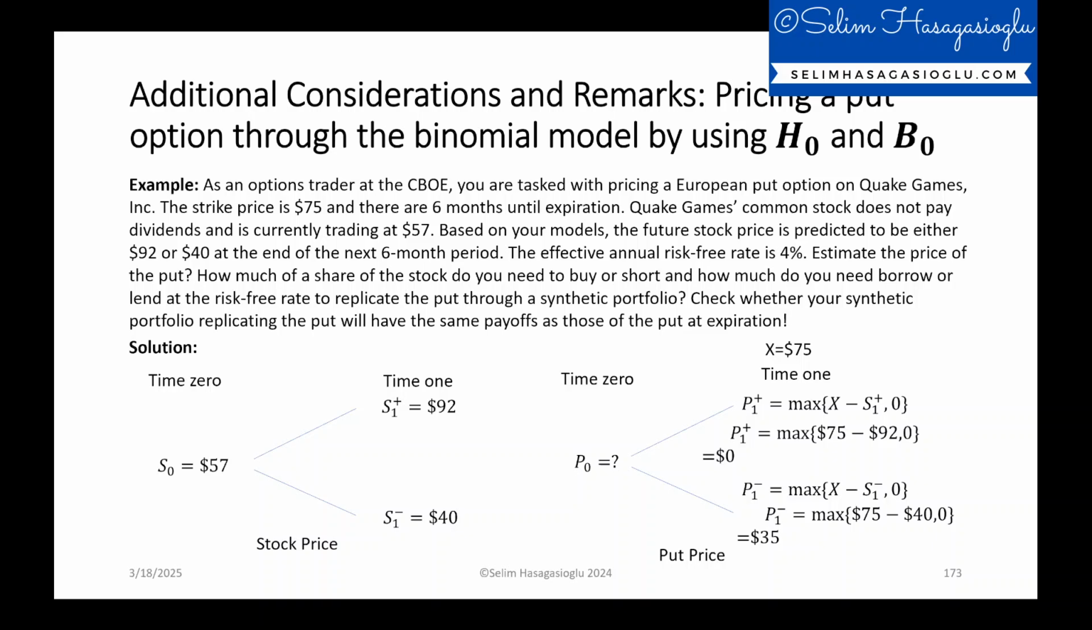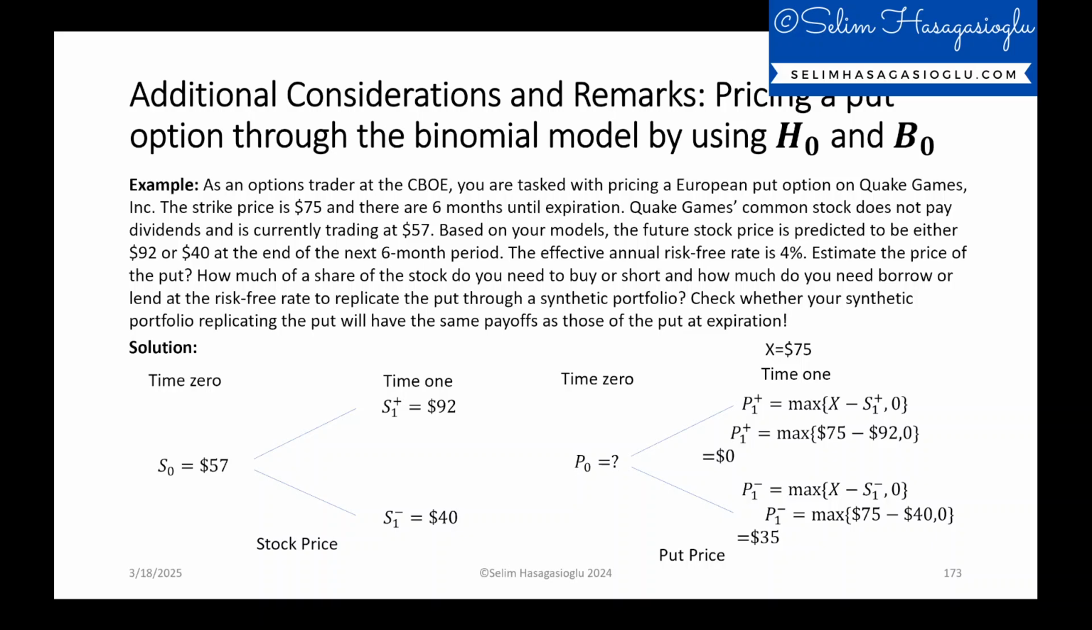As an options trader at the CBOE, you are tasked with pricing a European put option on Quake Games Incorporated. The strike price is $75 and there are 6 months until expiration. Quake Games common stock doesn't pay dividends and is currently trading at $57. Based on your models, the future stock price is predicted to be either $92 or $40 at the end of the next 6-month period. The effective annual risk-free rate is 4%. Estimate the price of the put.